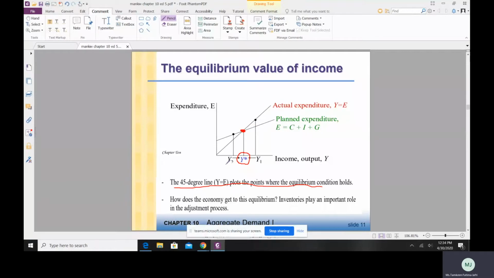Similarly, at Y2 आप देख सकते हैं कि आपकी जो demand है that's more than the supply. So here you're depleting your inventory. So in order to build back your inventory, you're going to hire more workers. Output is going to increase, and the process continues until we are back at Y star. So basic Keynesian cross का model ये है.